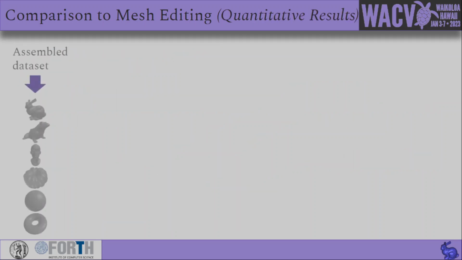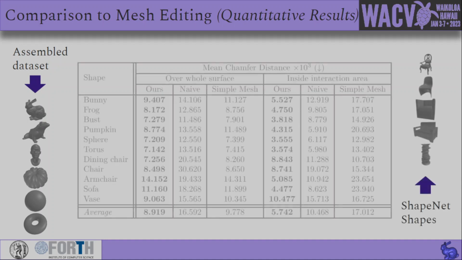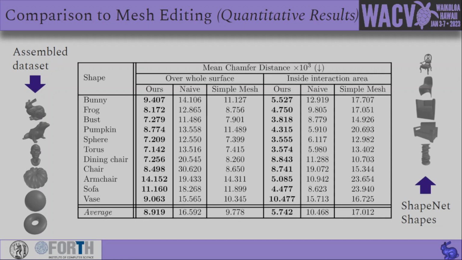We also provide quantitative results. The dataset comprises a custom collection of natural and primitive shapes and some shapes from ShapeNet. We execute the same 10 independent edits on every shape and calculate the mean chamfer distance. In every case, our method outperforms the others.